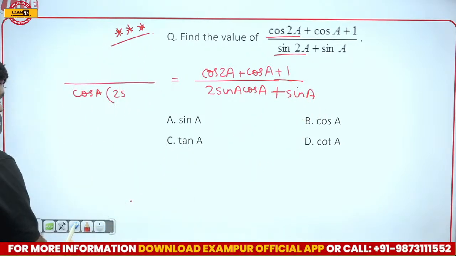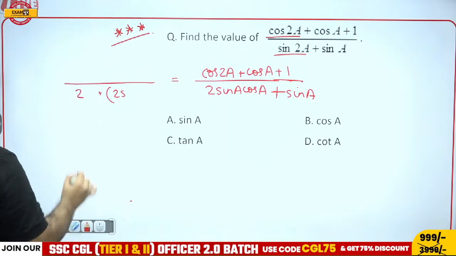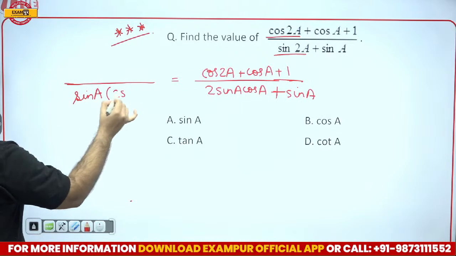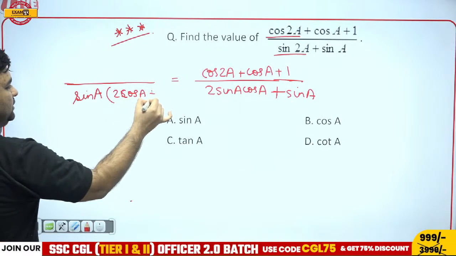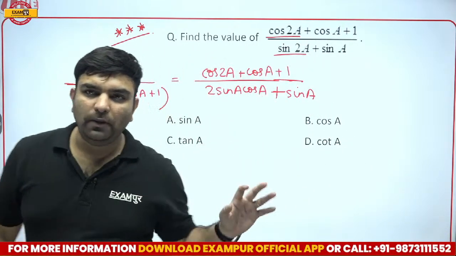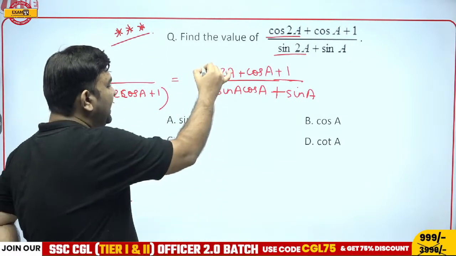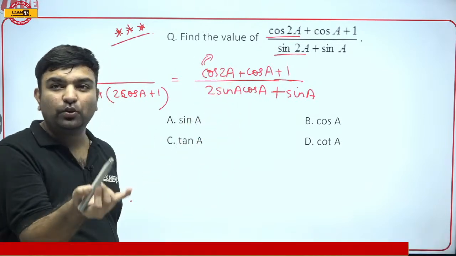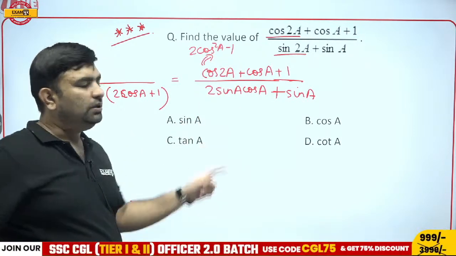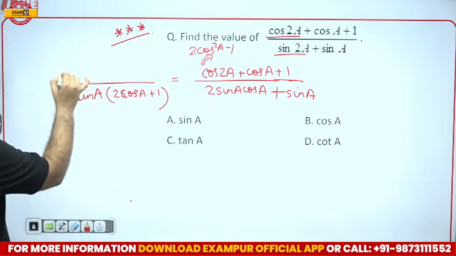If I take sin A common, then it is 2 cos A plus 1. Obviously, this problem can only be solved if I cancel out this 2 cos A plus 1. So use the formula so that 2 cos A plus 1 can be used. Use cos 2A as 2 cos square A minus 1.